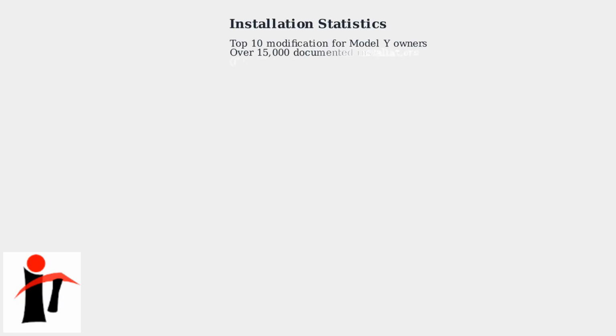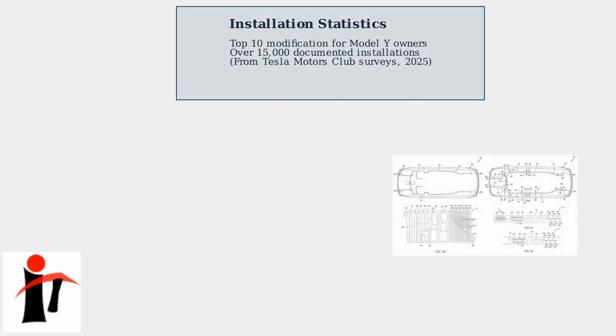According to surveys from forums like Tesla Motors Club in 2025, ambient lighting is one of the top 10 modifications for Model Y owners, with over 15,000 documented installations reported.